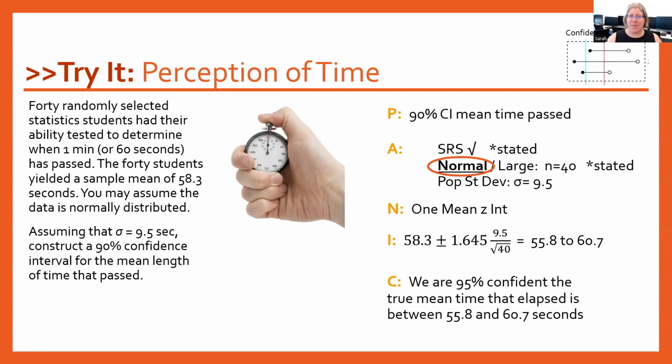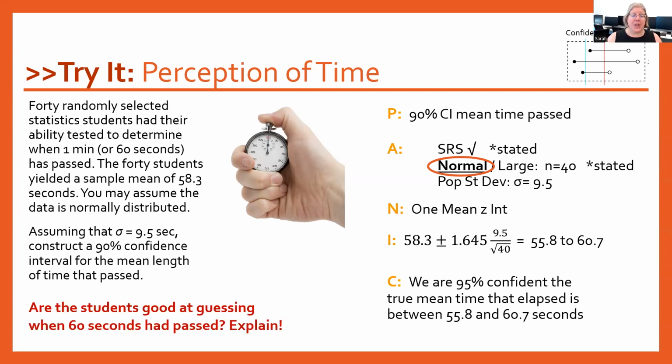All right, so now for our follow-up question. Are the students good at guessing when 60 seconds had passed? Let's talk about this interval for a second. A confidence interval is an interval where we think the true population mean is. It could be anywhere inside that interval, but we think that it's somewhere within it. 60 seconds is within that interval. The upper bound is 60.7. So it is plausible or possible that 60 is the true value. So I would say yes, these students were pretty good at guessing when 60 seconds had passed based on this confidence interval.